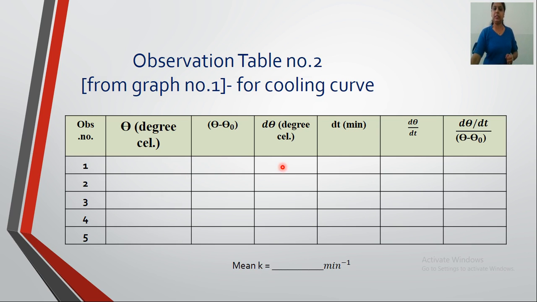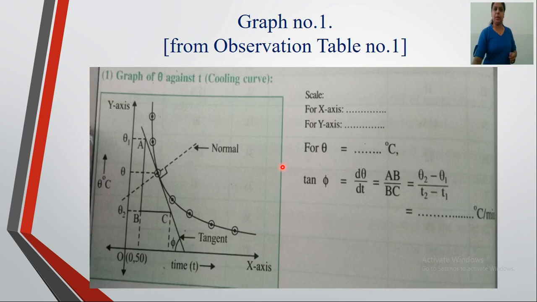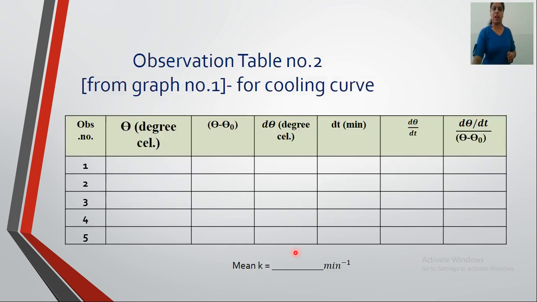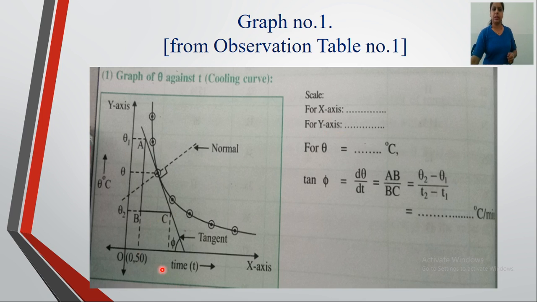Now what is meant by d theta? D theta simply means theta 2 minus theta 1. As you can see here, d theta is equal to theta 2 minus theta 1, so you will write the answer in this section. Now what is meant by dt? dt means T2 minus T1. You will get this T2 minus T1 from this graph.